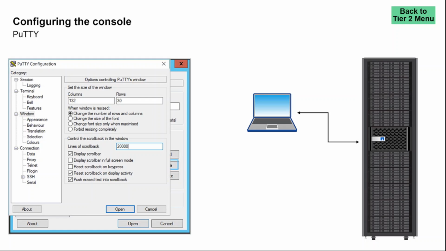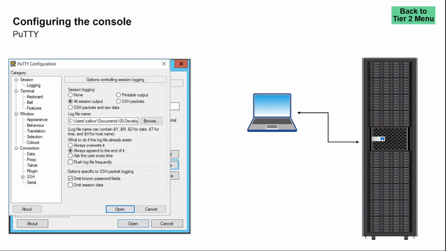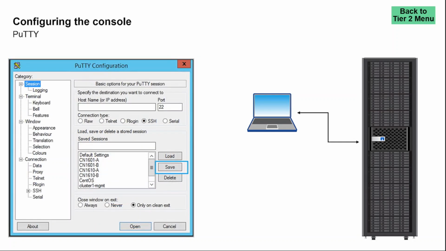Save the session. In the left pane, click Window and then set the size of the window to columns of 132 characters and any number of rows. This column size is typically wide enough to display most output without wrapping. Change the lines of scrollback to at least 20,000. Set the terminal emulator to save the log files during an installation. Doing so makes troubleshooting any problems much easier.